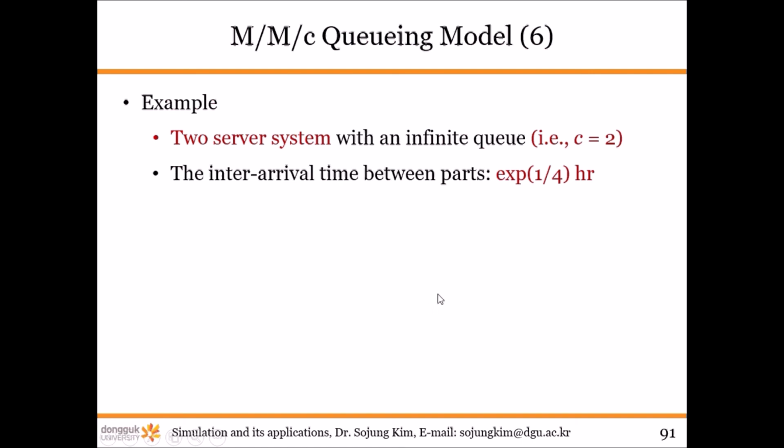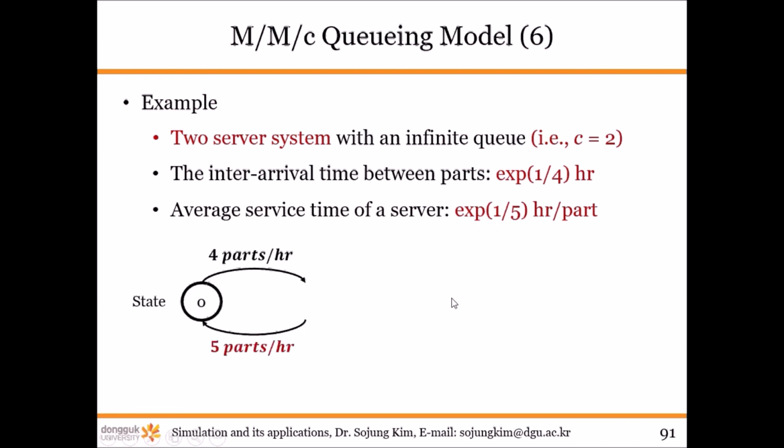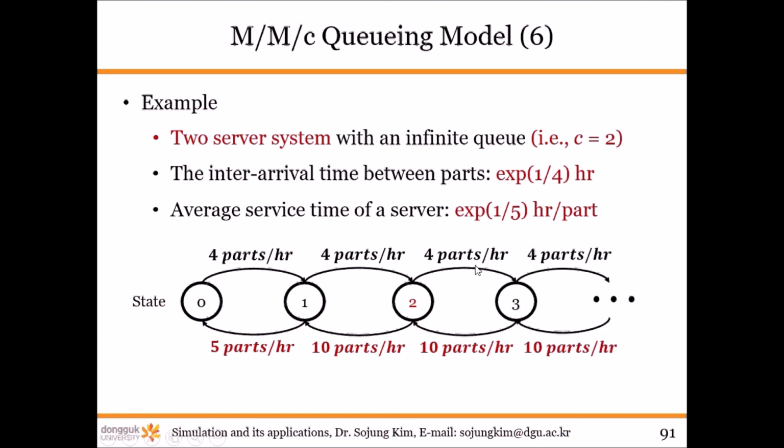Let's say we have a two-server system, so C equals 2, and lambda and mu are still the same. Lambda is 4, mu is 5. However, because we have two servers, it will change at this state. When the system has two customers, the service rate becomes 10 parts per hour, but mu itself is just 5 parts per hour. So that's slightly different from the previous M/M/1 queuing model, right?